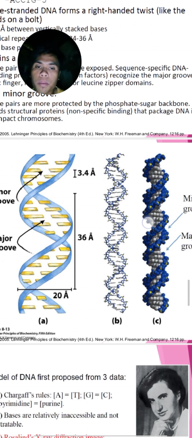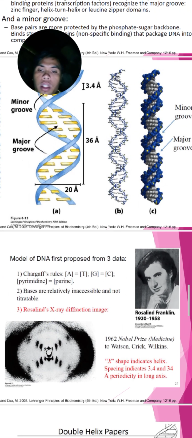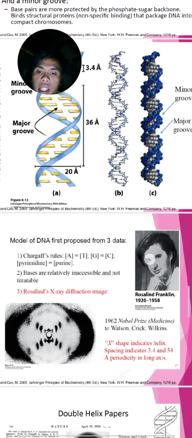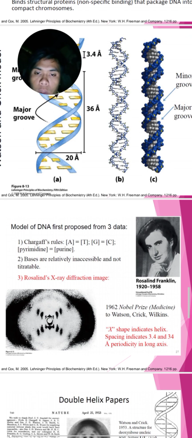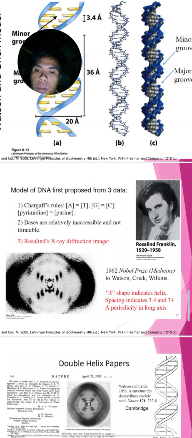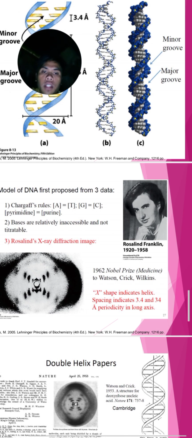So in this part, the higher level is the minor groove of the double helix, and in the middle part is the major groove. Now, the model of DNA was first proposed from three data, the first being Chargaff's rules: A equals T, G equals C, or pyrimidine equals purine. So bases are relatively inaccessible and not titratable. According to Rosalind Franklin's X-ray diffraction image, 1920 to 1958. In 1962, the Nobel Prize in Medicine went to Watson, Crick, and Wilkins.